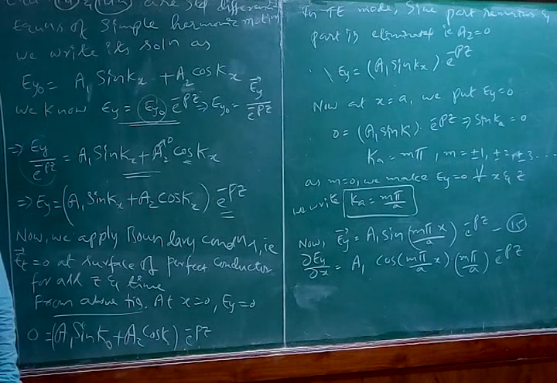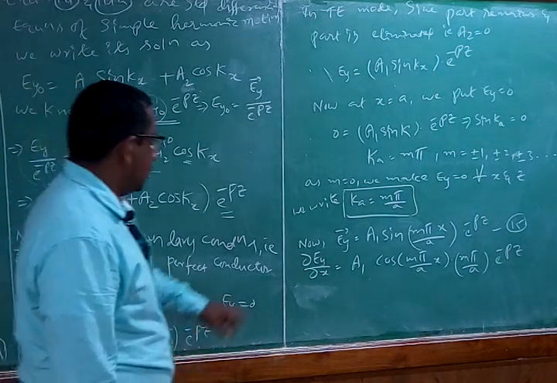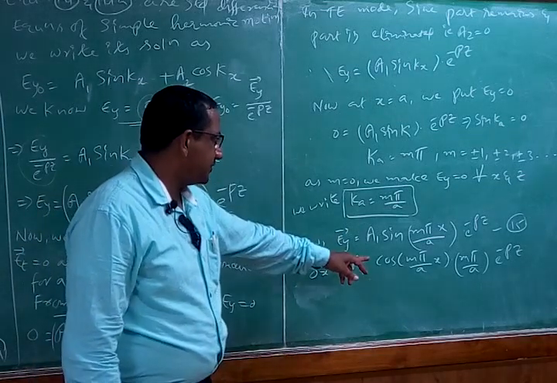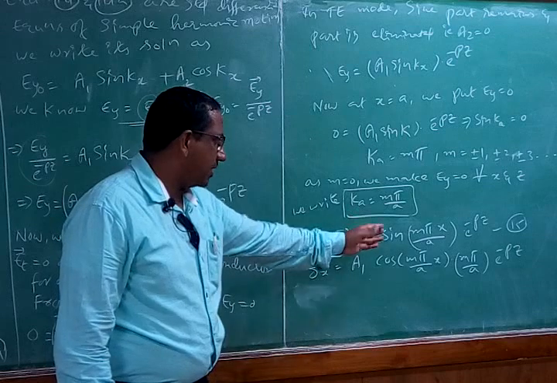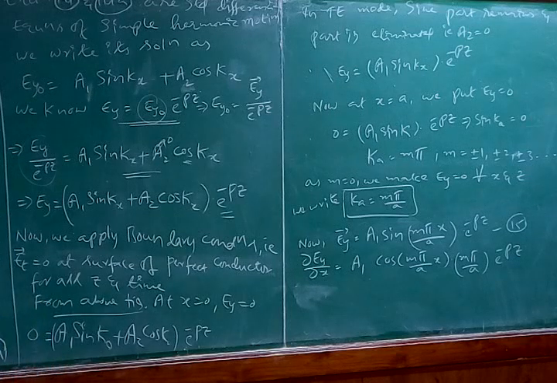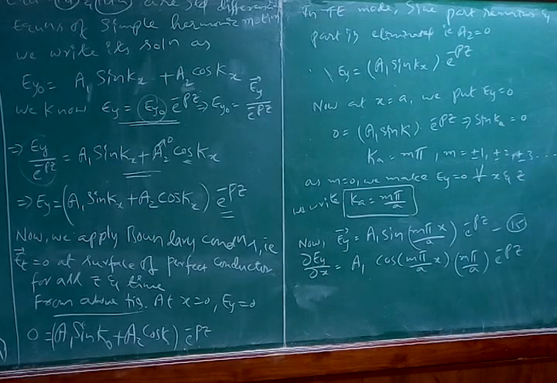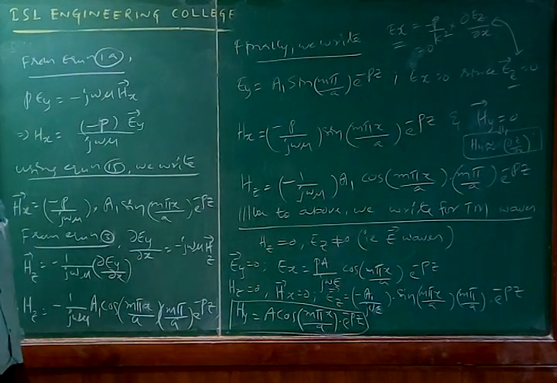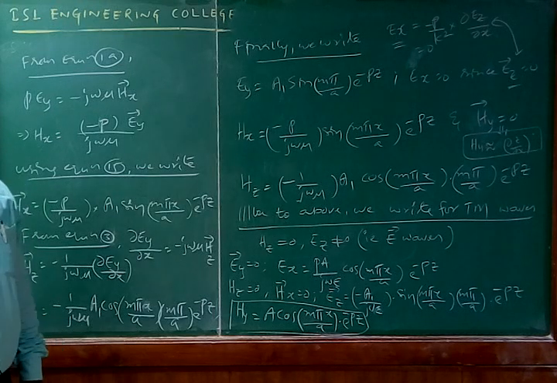Now we will differentiate that equation, dou Ey by dou x. Once we differentiate, what is the answer we are going to get? Dou Ey by dou x is equal to, differentiation of sine is cos, so cos of m pi x by a, and the factor inside comes out, m pi by a, into e power minus pz. So that is the equation we are going to have over here. After differentiating the equation Ey with respect to x, what do we have?